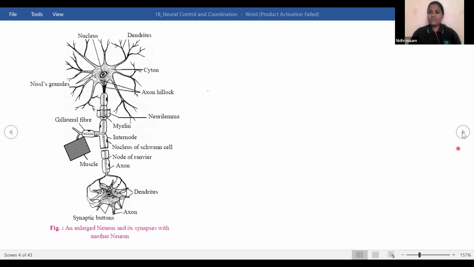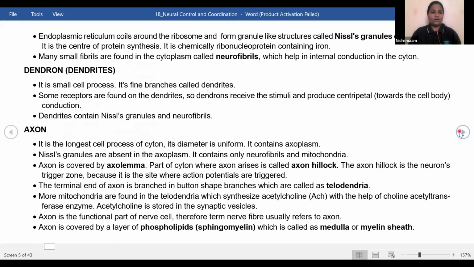Next, we have the dendrites, the nerve endings or branches, what we can say. Small cell processes, fine branches, are called dendrites. Some receptors are found on dendrites. So receptor cells are found on dendrites which will receive the stimuli and produce an impulse, what we can say.